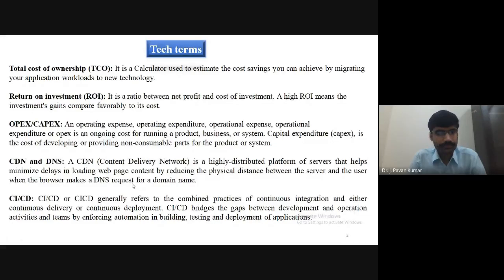Next, this is about operational cost and capital expenditure. Next, coming to CDN and DNS. CDN is nothing but content delivery network. What is DNS? Domain name system, or domain name server.